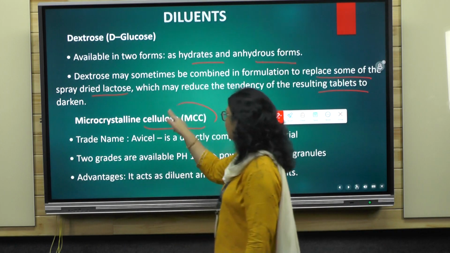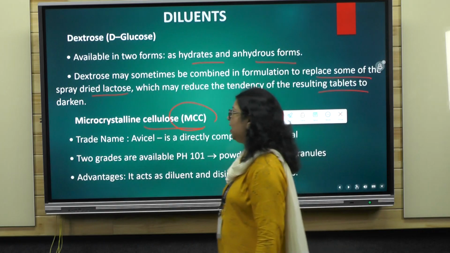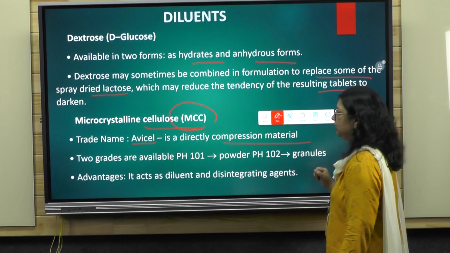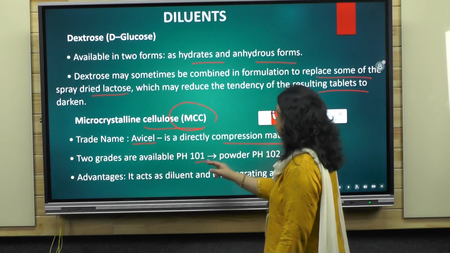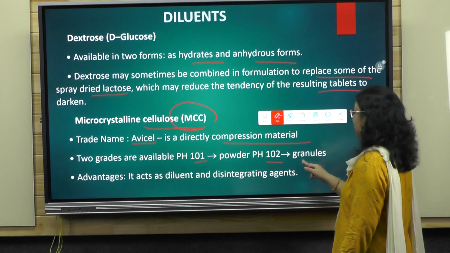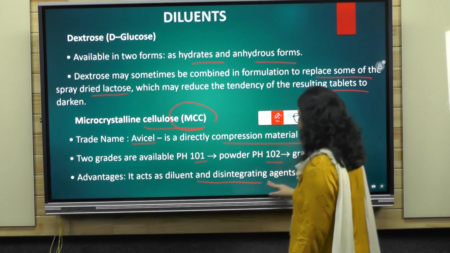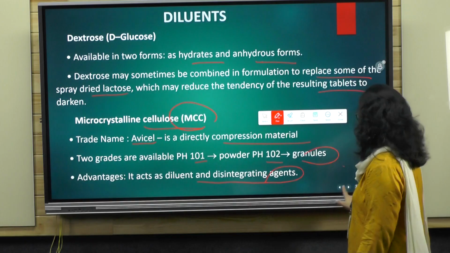Microcrystalline cellulose, commonly known as MCC, trade name Avicel, is a direct compression material. Two grades are available: pH 101 powdered, pH 102 granules. Advantages: it acts as diluent and disintegrating agent both.